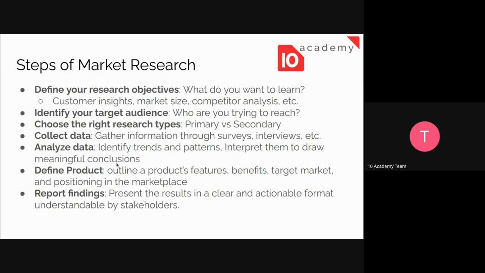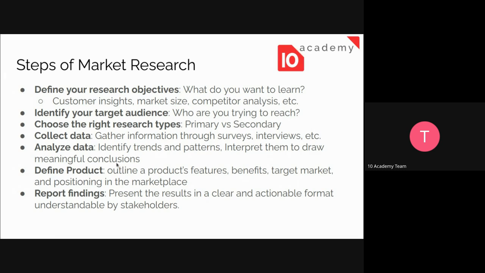When we have identified our target, it's time now to go and choose the right research type. It may be a primary or a secondary research. And when we choose the appropriate type of research, we need to also combine the different methods we have seen so far to do our market research.